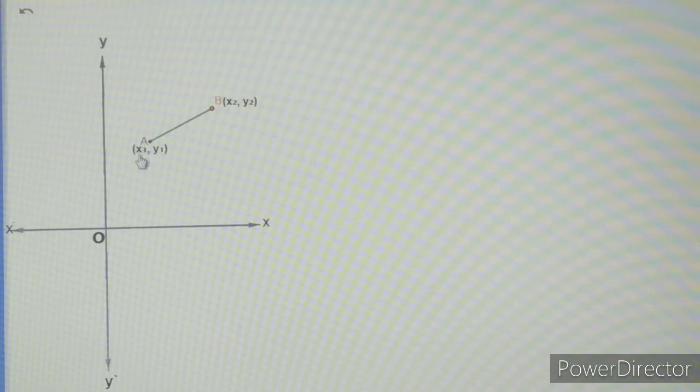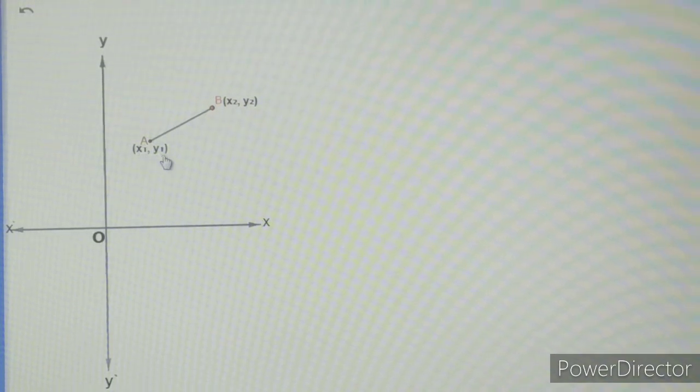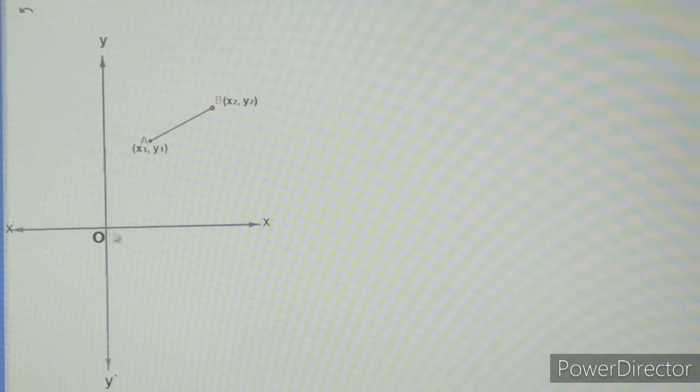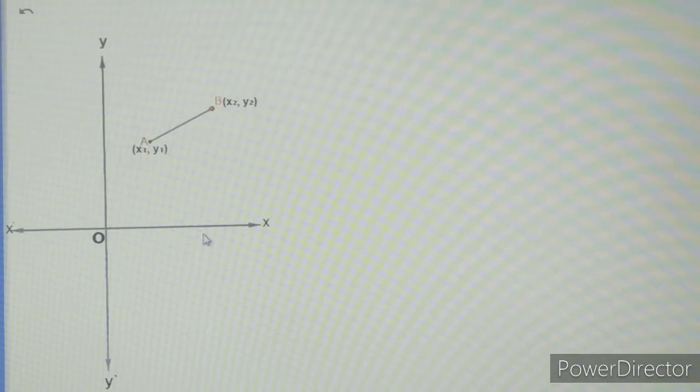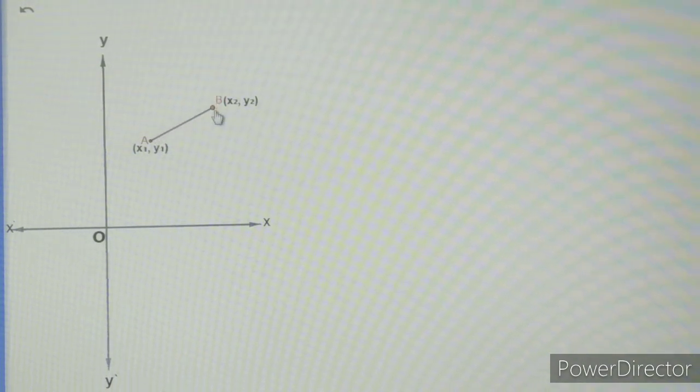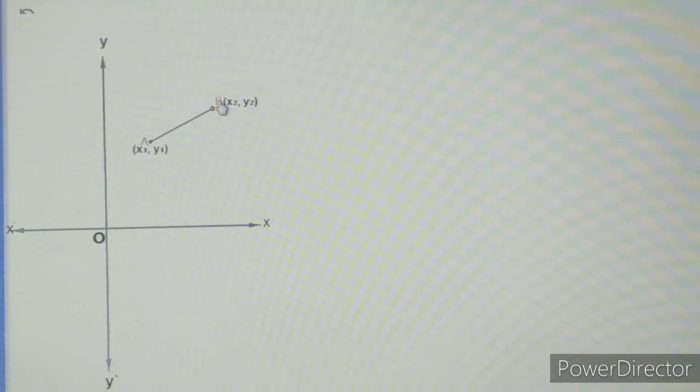Point A having coordinates x1, y1 and point B having coordinates x2, y2 are taken in the xy plane. We have to find the distance between A and B. So our focus is to find the distance between A and B.